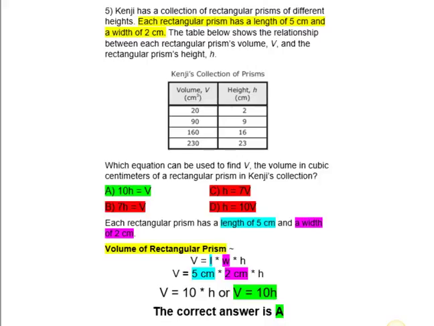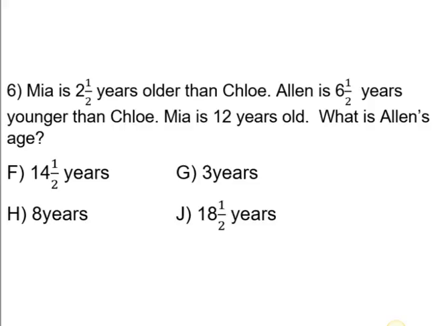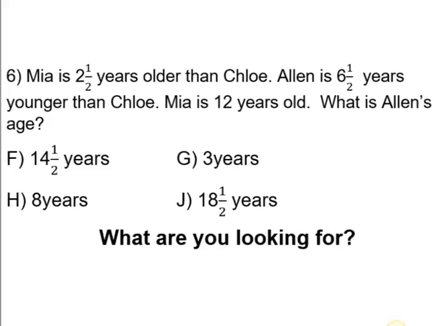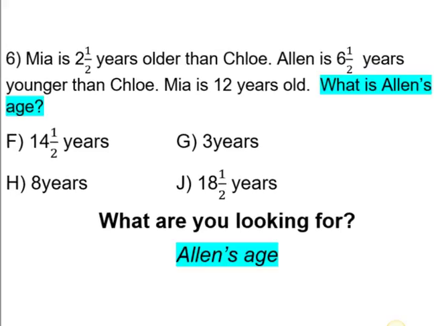Let's move to question number 6. Mia is 2.5 years older than Chloe. Alan is 6.5 years younger than Chloe. Mia is 12 years old. What is Alan's age? What are we looking for? We are looking for Alan's age.